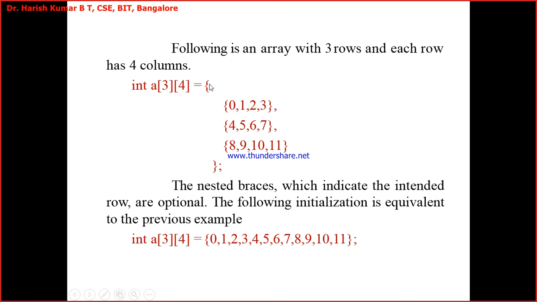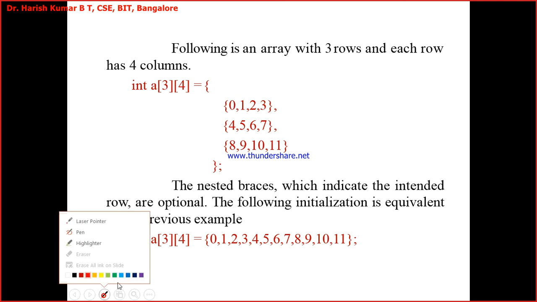This is how you can do it. int a of 3, 4 is equal to... When it was a single dimensional array, you wrote int a of 3 is equal to open curly braces, wrote all the elements separated by commas, and closed the curly braces. Now it is two dimensional, so it has rows and columns. When you look at the subscript, it says 3 rows and 4 columns. This is the first row, second row, third row, and these are columns 1, 2, 3, 4. In each row you should have 4 elements. So these elements go to the first row, these to the second row, and these to the third row of the two-dimensional array.